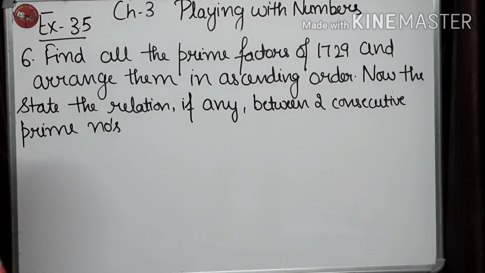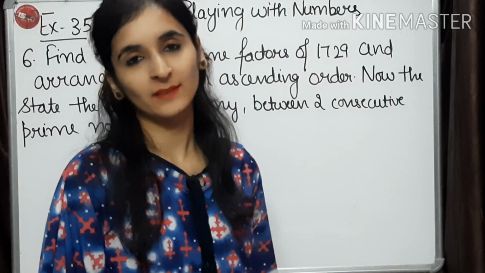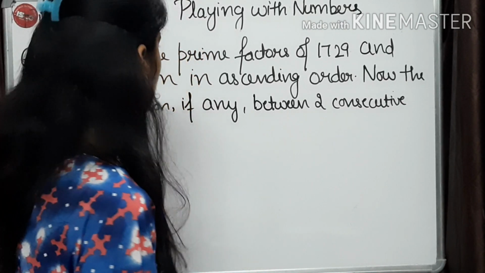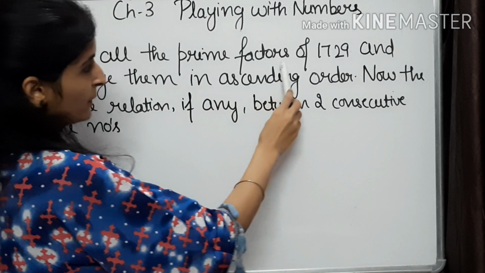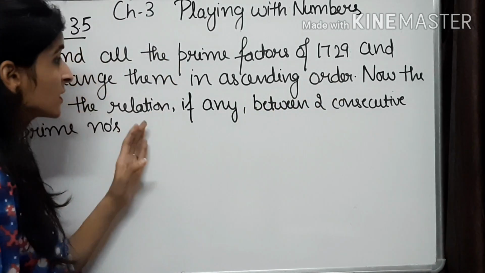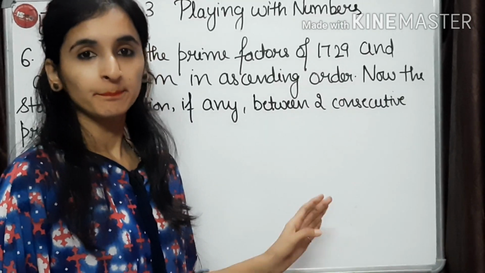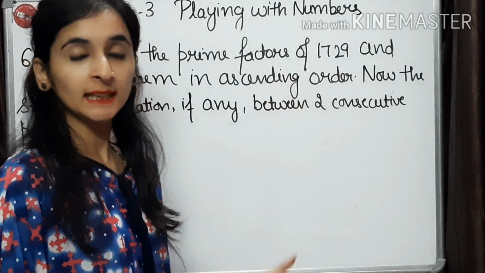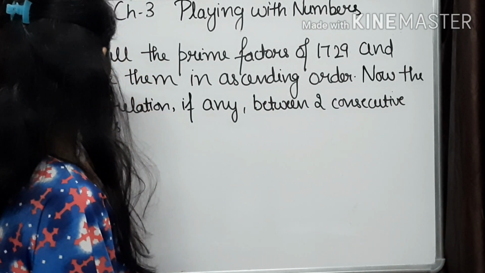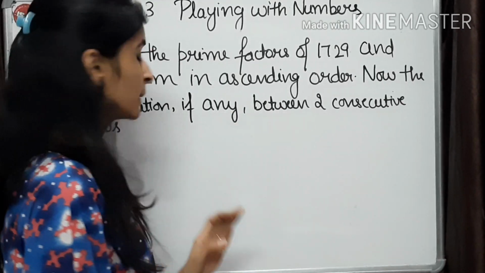Okay children, now we will move to question number 6. Why question number 6? Because question number 5 is your homework. You have to try to do it yourself. Fine. Now question number 6 is: find all the prime factors of 1729 and arrange them in ascending order. First of all, we have to find out the prime factors of this number and then arrange those factors in ascending order. Now state the relation, if any, between two consecutive prime numbers.